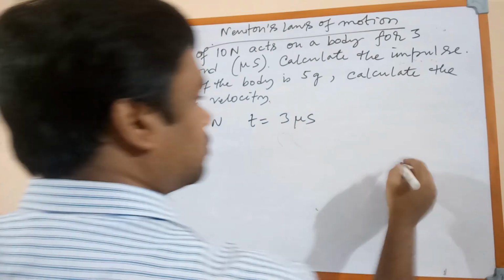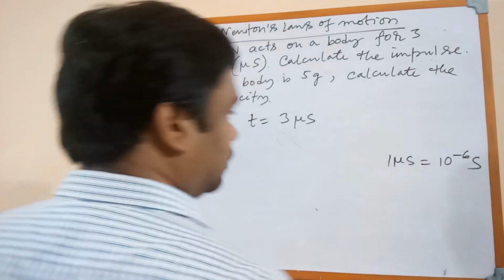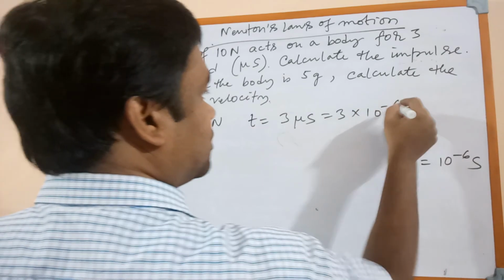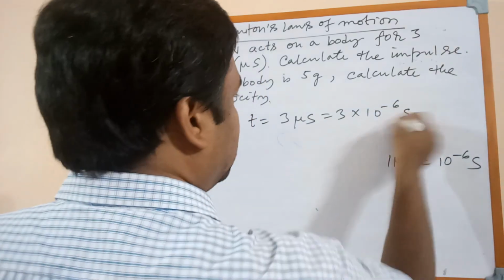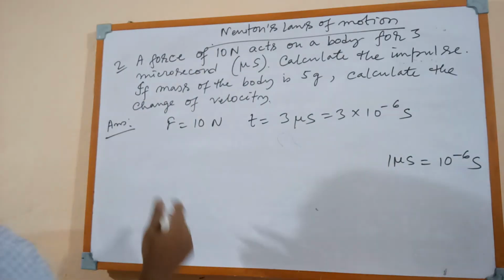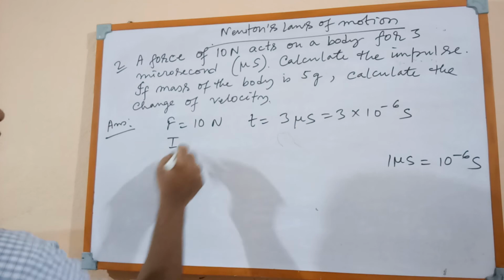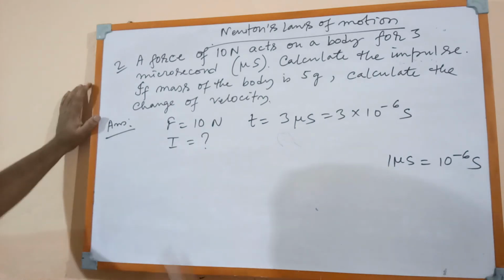We know that 1 microsecond equals 10 to the power minus 6 second. So 3 microsecond is equal to 3 into 10 to the power minus 6 second. Micro means 10 to the power minus 6. Now calculate the impulse, I. You have to find out the impulse first.